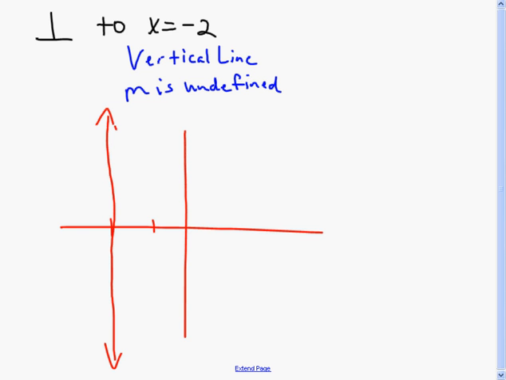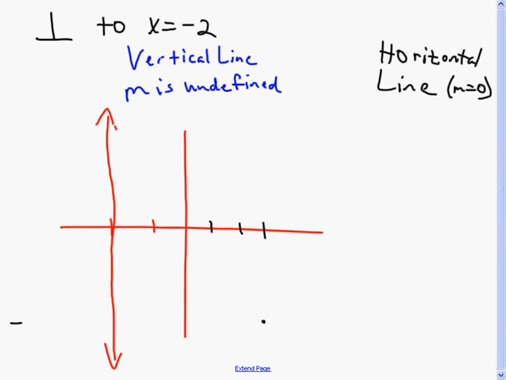And I want a line that's perpendicular. Well, if I want one that's perpendicular, that means it's going to intersect it at a right angle, which means that my line that's perpendicular is going to be a horizontal line. And we know that horizontal lines have a slope of 0. So in a sense, I am reciprocating the undefined to get the 0. So I need a horizontal line. And I want it to go through the point 3, negative 4. So I'm going to draw it in black here. So 3, negative 4 is over 3 and down to negative 4. So there's the point 3, negative 4.